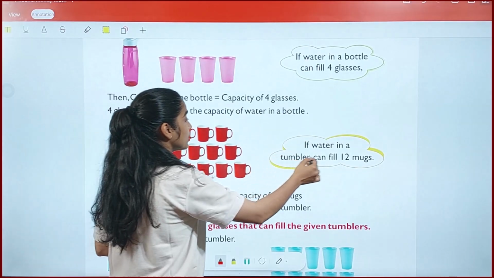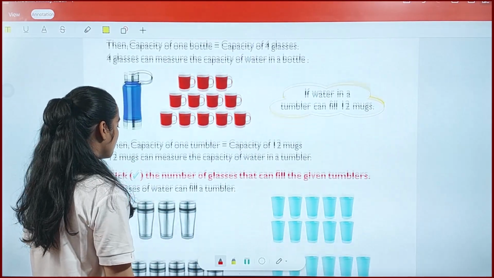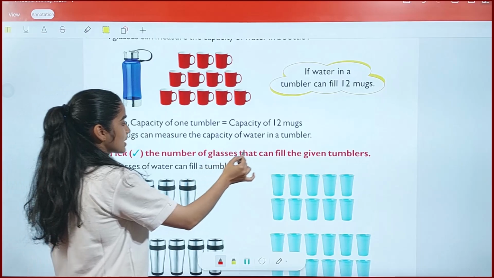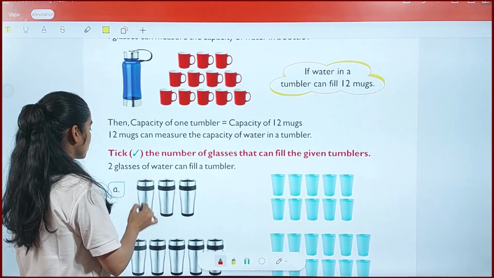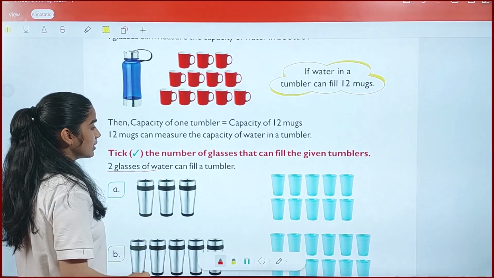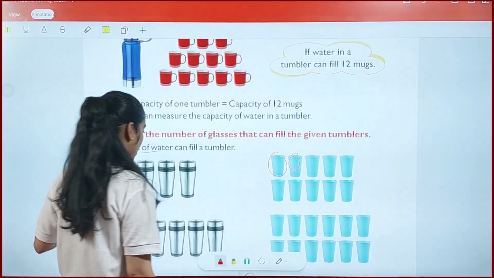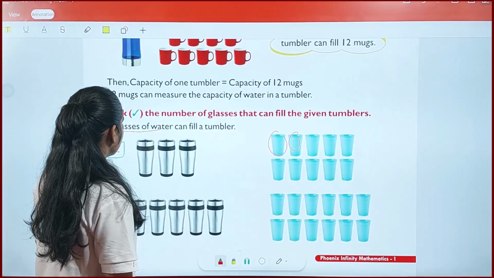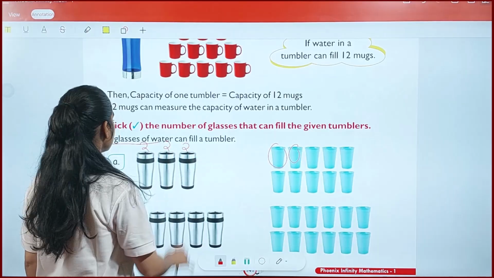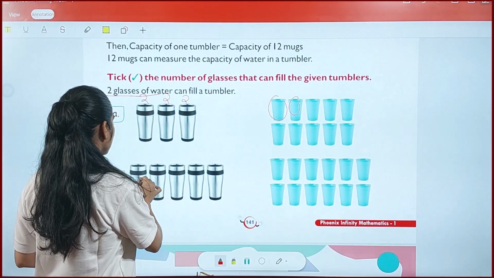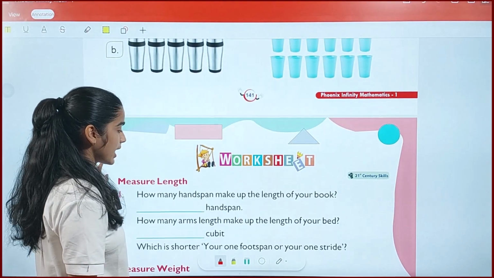If the water in a tumbler can fill 12 mugs, then 12 mugs can measure the capacity of water in a tumbler. Tick the number of glasses that can fill the given tumblers. So 2 glasses of water can fill a tumbler. So 1 and 2. Now how many glasses? So 2 for this, 2 for this and 2 for this is 6 glasses we need, and this for 2, 4, 6, 8, 10 glasses we need. So in that way.